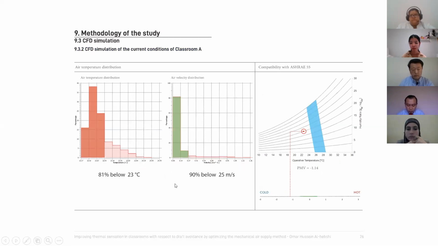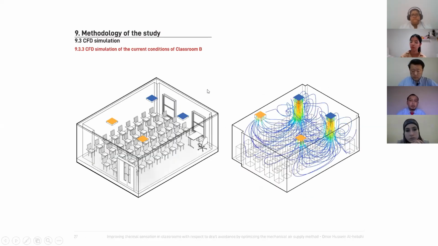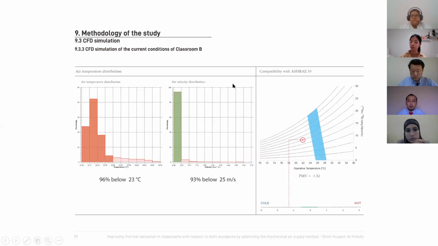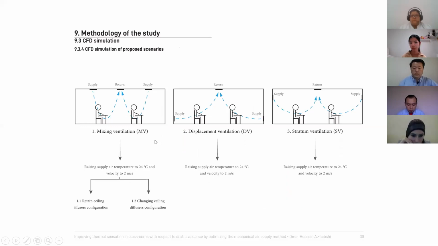Here is the current condition. Here in blue is the comfort zone of ASHRAE 55. It's out of the comfort zone. Sorry, classroom B: the configuration of inlets and outlets in the classroom, and the results of the simulation of the current condition. We can say that 96% of the air temperature readings are out of the comfort zone. So the current condition is totally out of the comfort zone of ASHRAE 55, as shown here in the psychrometric chart.